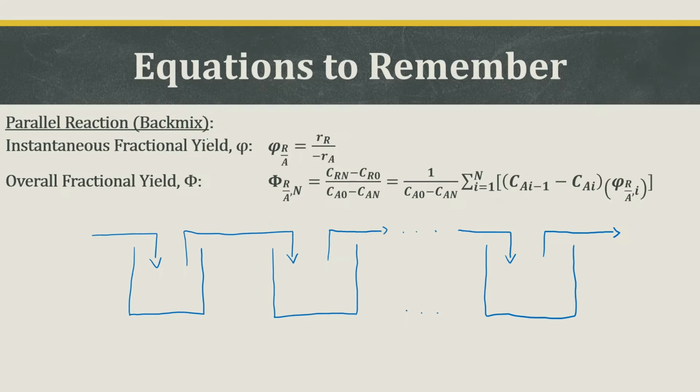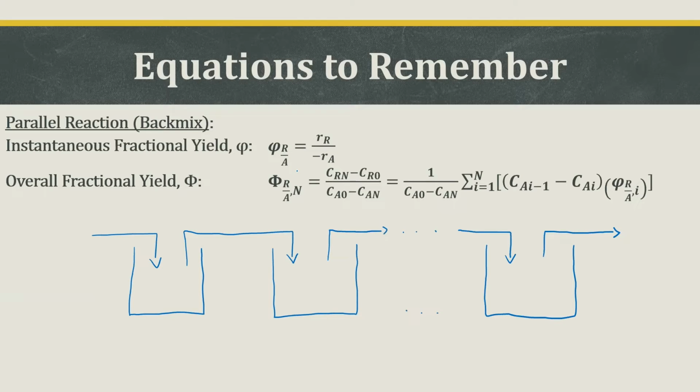So we have here the instantaneous fractional yield, small letter phi. The expression is phi of R over A is equal to the rate of formation of R all over the rate of decomposition of A. So this simply means the fraction of A that has reacted that turned into R on a basis of one reactor only. And then we have the overall fractional yield, capital letter phi.